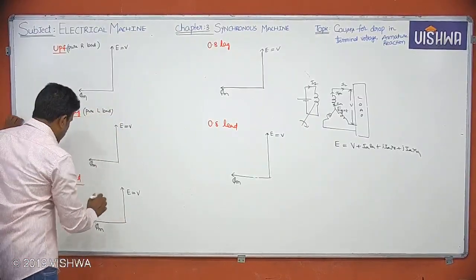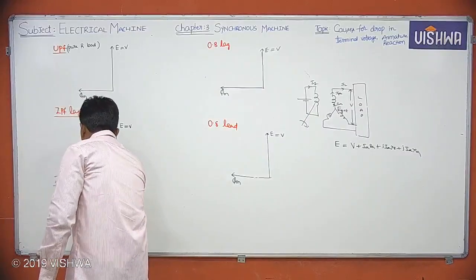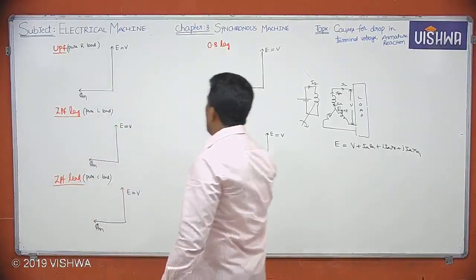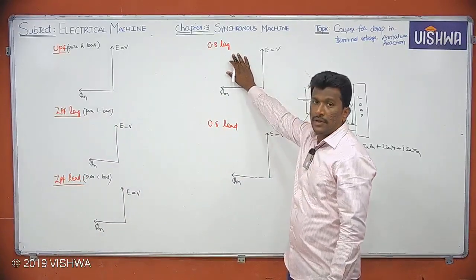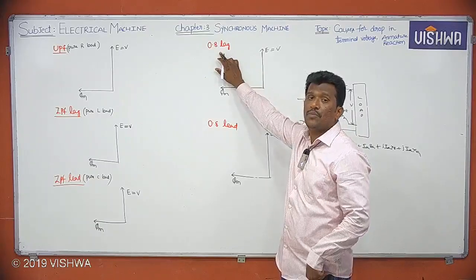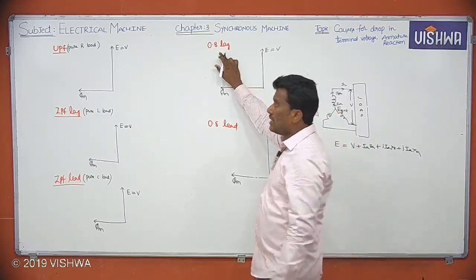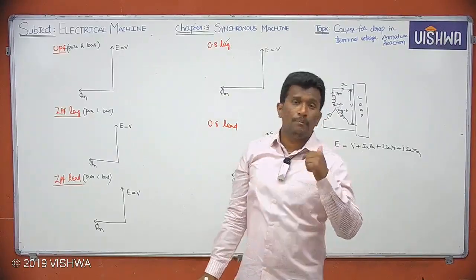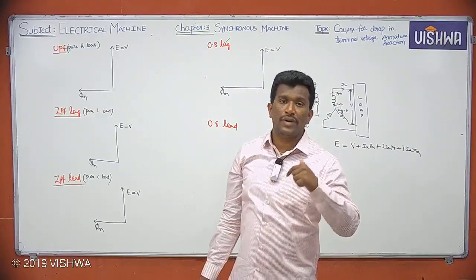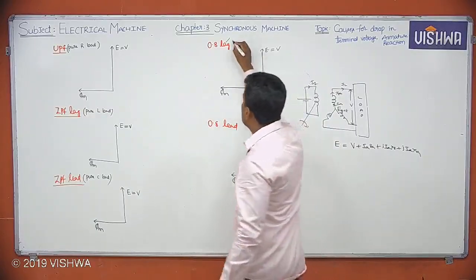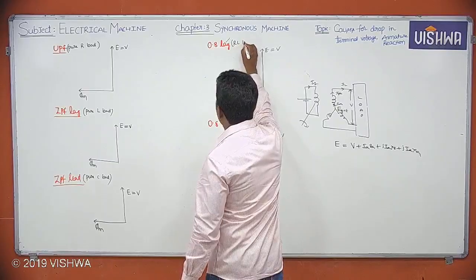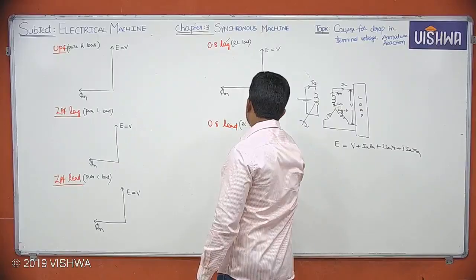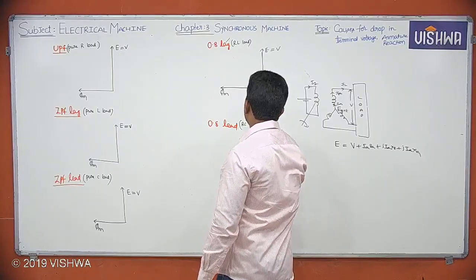Similarly, ZPF lead means I can take it as pure capacitive load, pure C load. And what about 0.8? Phi value means cos inverse of 0.8, which is less than 90 degrees. So I can say lag is there, but the angle is less than 90 degrees. It's not a purely inductive load. It's a combination of resistance and reactance. I can call it an RL load. Similarly, here RC load.